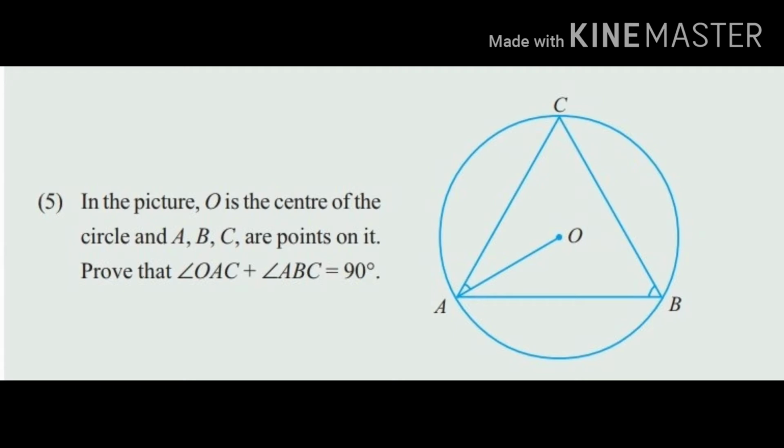Next is question number 5. In the picture, O is the center of the circle and A, B, C are points on it. Prove that angle OAC plus angle ABC equal to 90 degree. The figure is given. First of all, let's draw the rough figure and analyze the question. Okay, after that let's do the problem.